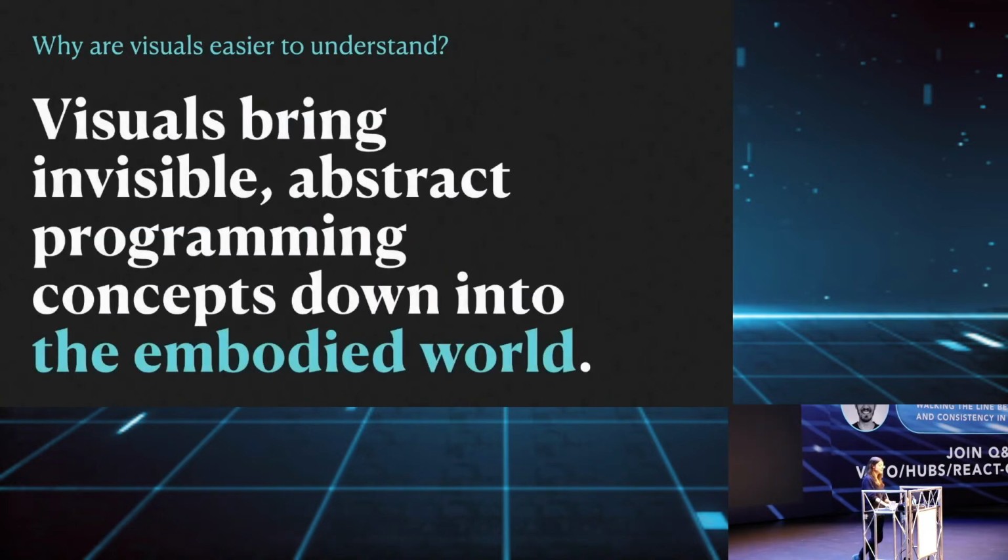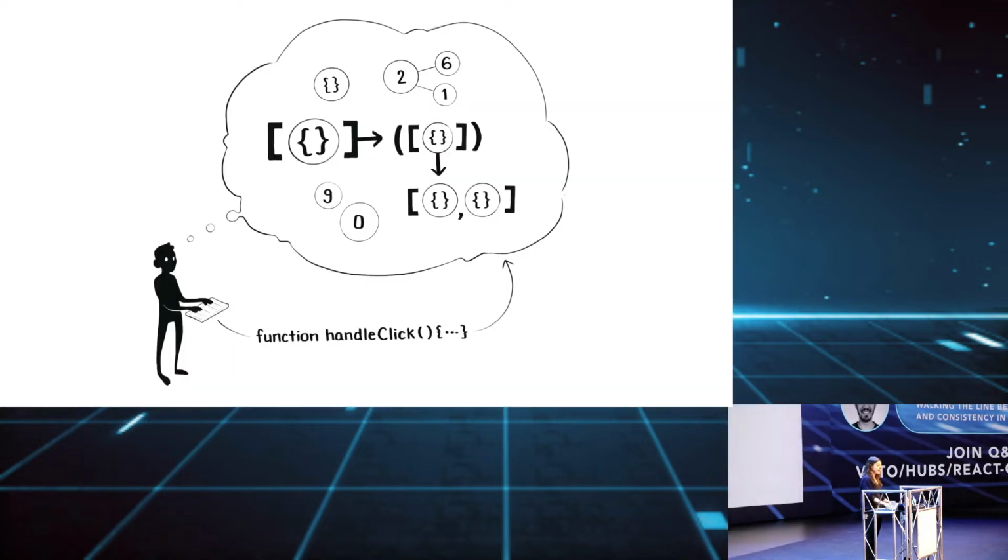I'm also going to show you why visuals are so special. It turns out to be relatively simple. Visuals bring invisible, abstract programming concepts down into the embodied world. The embodied world is where you and I live. Everyone watching this talk has a body, and you use it to interact with the physical objects around you, to move through space, and to experience events over time. Everything you know about the world is mediated through your body, and this fact is so fundamental we often completely forget it.